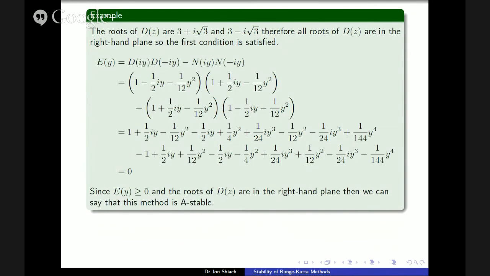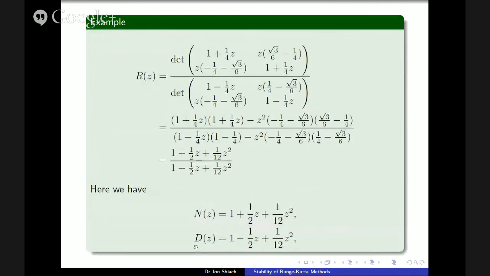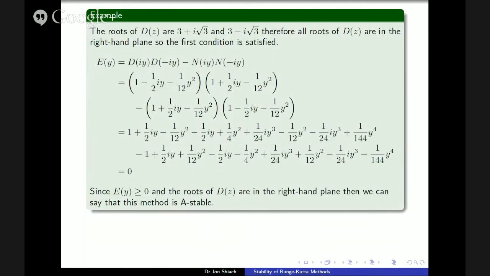Okay, so calculate the roots of D(Z) using whatever method you want. MATLAB, remember, in the exam, it's taking place in the lab. You'll have MATLAB available for you. So, you know, use all the tools available. So the roots of D(Z) are 3 plus i root 3 and 3 minus i root 3. We're only interested in the real part of the roots. So both of them are 3, both are positive. So that's the first criterion satisfied.